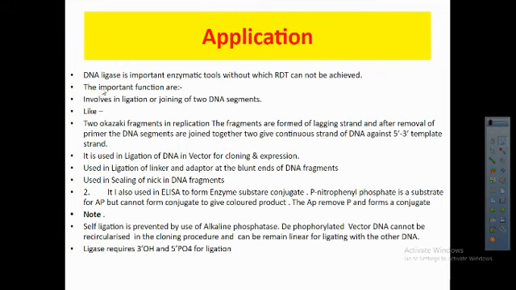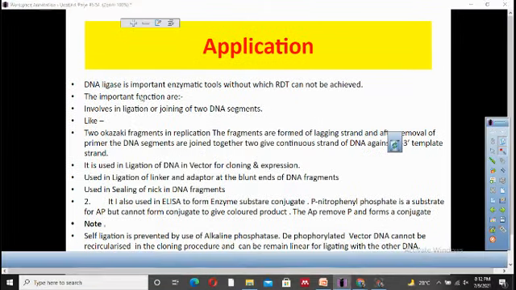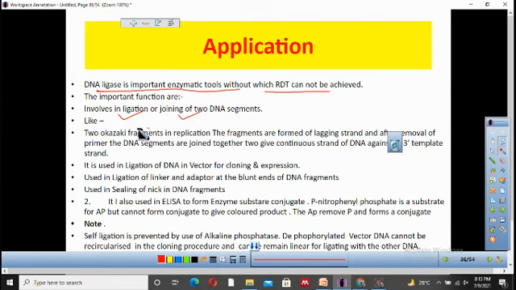So at last, what are some of the importance or applications? DNA ligase is an important enzymatic tool without which recombinant DNA cannot be achieved. Its important function is in the joining of two fragments, like Okazaki fragments in replication. The fragments are formed on the lagging strand, and after the removal of the primer, the DNA segments join together to give a continuous strand. This is always performed by the 3' OH and the 5' phosphate.